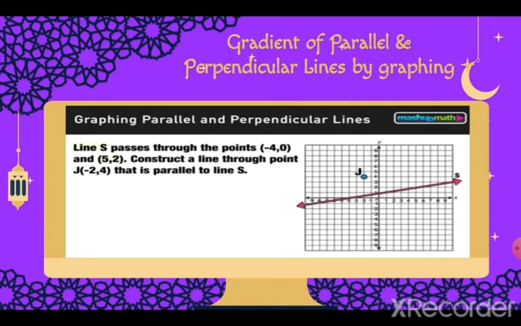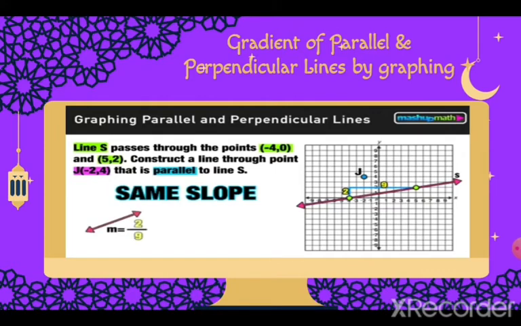On this graph, we are provided with a line S that passes through the points negative 4, 0 and positive 5, positive 2. We're also provided with a point J with coordinates negative 2, 4 that is not on the line. Our goal is to construct a line that goes through point J that is parallel to line S. The word parallel should tip us off to thinking same slope. So we can find the slope the easy way just by calculating rise over run. Moving from point to point, we're moving up 2 units and to the right 9. So the slope of line S is 2 over 9.